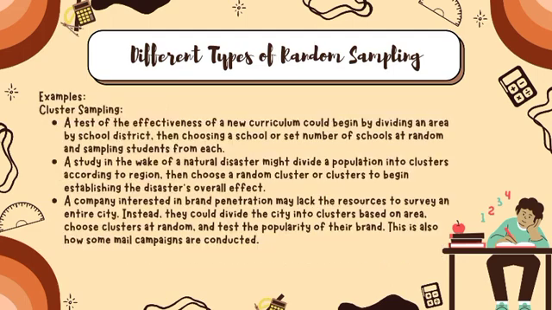Cluster sampling examples. First example is that a test of the effectiveness of a new curriculum could begin by dividing an area by school district, then choosing a school or set number of schools at random and sampling students from each. Next example, a study in the wake of a natural disaster might divide a population into clusters according to region, then choose a random cluster or clusters to begin establishing the disaster's overall effect.